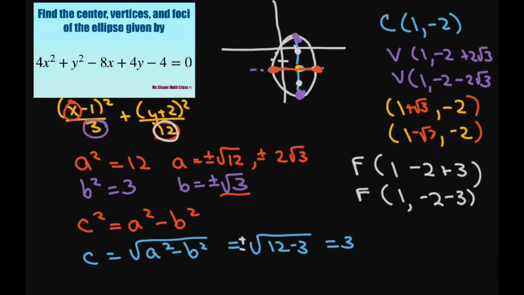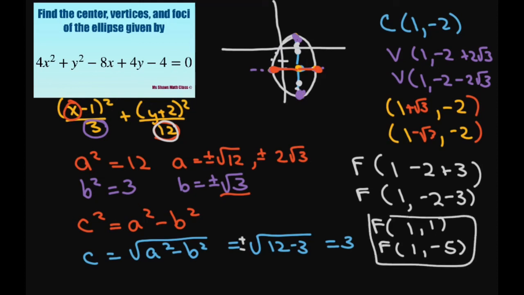We could actually simplify this. This would be 1, 1. And this one would be 1, negative 5. I didn't do a very good graph, did I? So basically it would be up a little higher, and this would be a little lower there. Again, we didn't have to do it, but let's simplify those. So there's your foci. Here's your vertices.